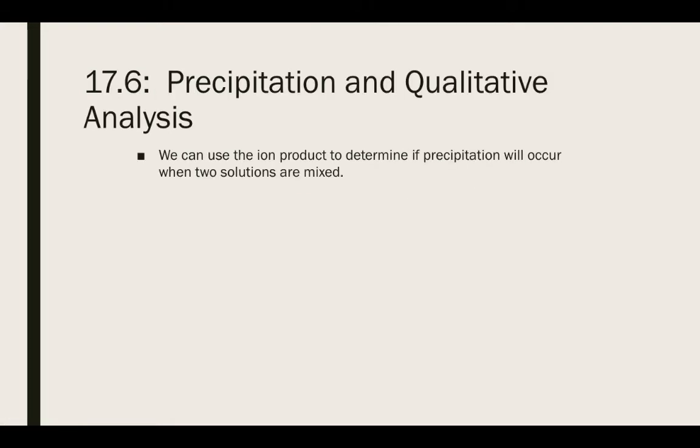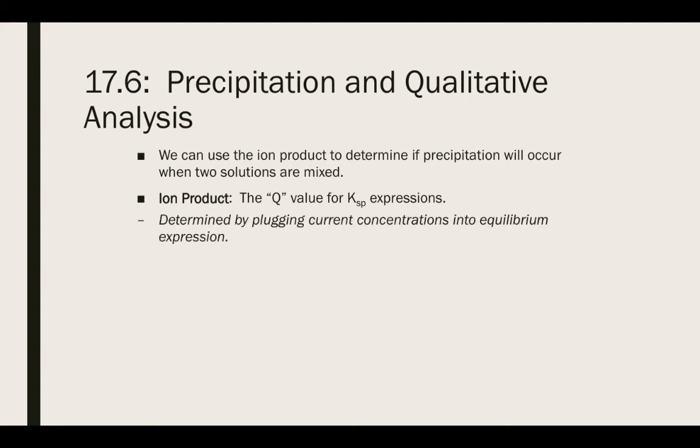It's also possible to use a value called the ion product to determine if precipitation will occur when two solutions are mixed. The ion product is essentially the Q value for the KSP expression. Recall that we calculate the Q value by plugging in current concentrations in our equilibrium expression to see whether or not the reaction is at equilibrium, and if not, which direction it needs to proceed.